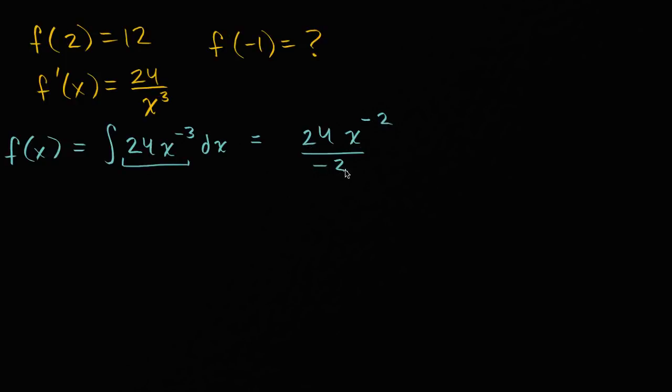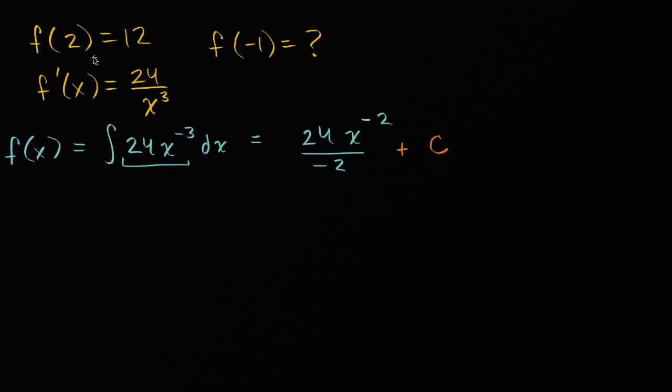Well, f of x might involve a constant. So let's put a constant out here. Because notice, if you were to take the derivative of this thing here, the derivative of 24x to the negative 2 over negative 2, we already established is 24x to the negative 3. But then if you take the derivative of a constant, well, that just disappears. So you don't see it when you look at the derivative. So we have to make sure that there might be a constant.